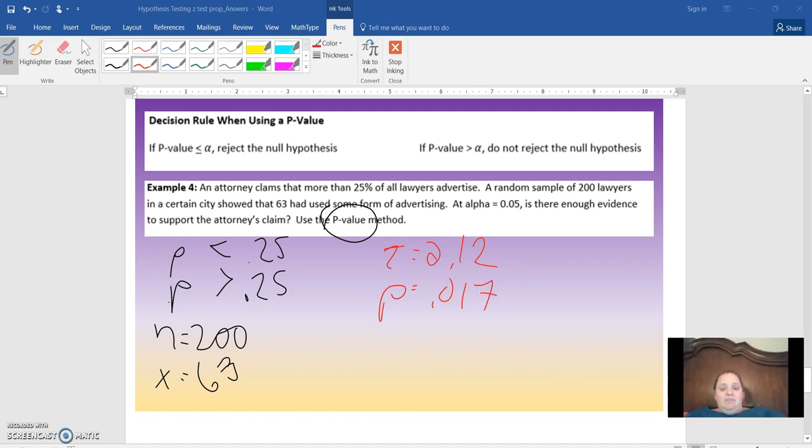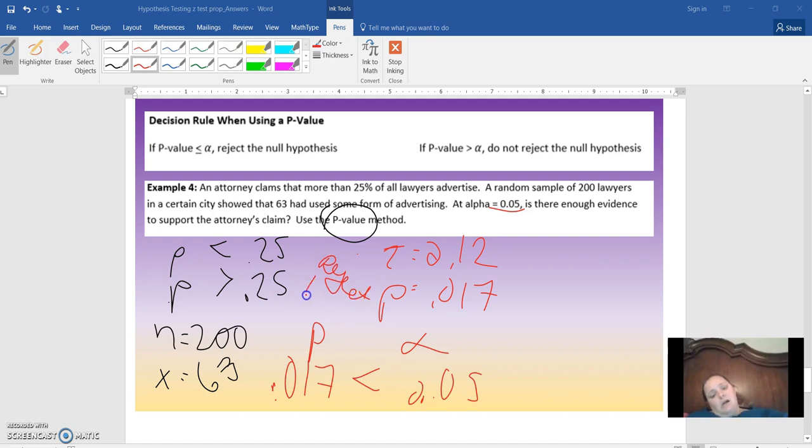We want to use the p-value method, where you compare the p and the alpha. The p we get is 0.017, and alpha was 0.05. This one is smaller, and when it's smaller, you reject the null. So that means that more than 25% advertised.